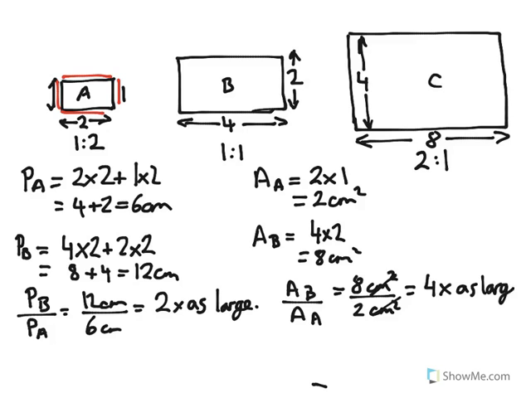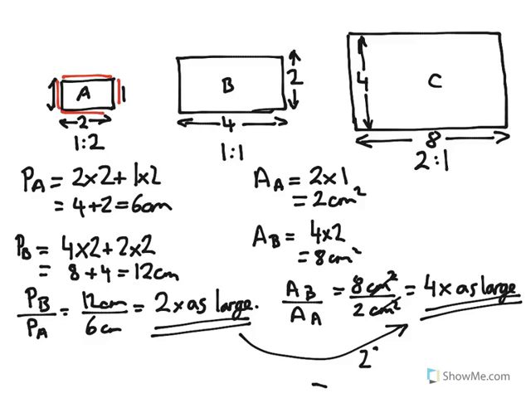So even though we're comparing exactly the same rectangles, we can see that the perimeter is only twice as large, but the area is 4 times as large. Why is that? What's the connection between perimeter and area? Well, when we're measuring area, we're measuring a length multiplied by a breadth, which is going to be 2 squared. So the area would be 4 times as large because it's 2 squared compared with the perimeter.